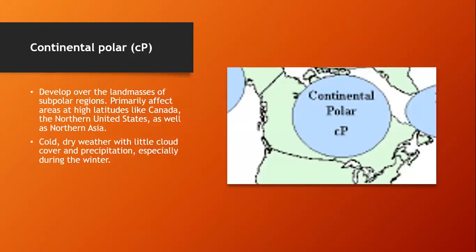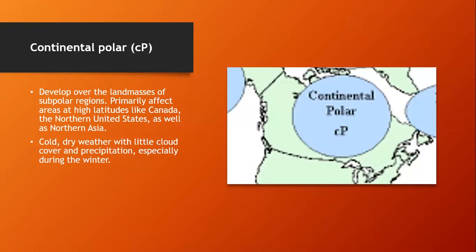Next is continental polar. I don't know why this image came out so blurry. As opposed to maritime, you have continental polar, which is a similar air mass, but now it's just over a continent. It's over land.